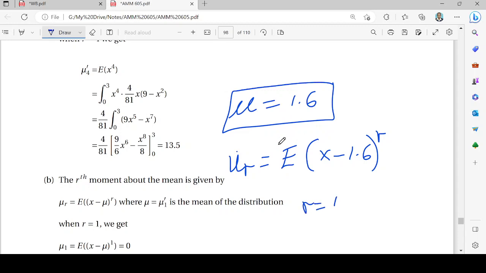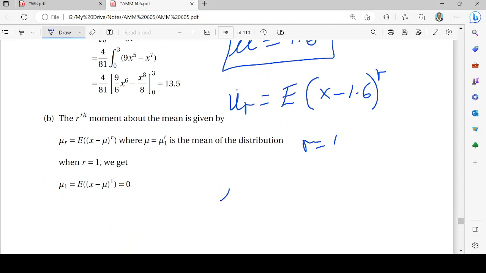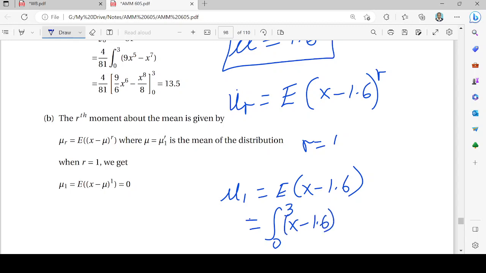And now we can consider the case when r is 1. When r is 1, we get mu 1 is equals to the expected value of x minus 1.6 raised to the power of 1, which is the integral from 0 to 3, x minus 1.6 multiplying 4 over 81 into 9 minus x squared, which is our function. And we integrate with respect to x.